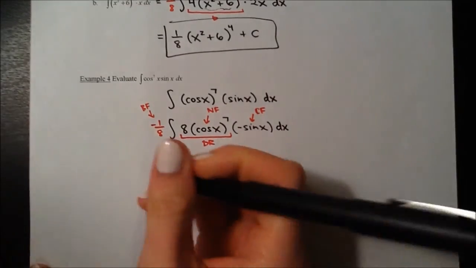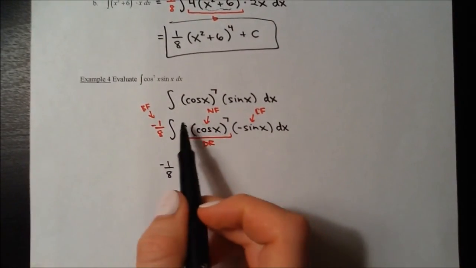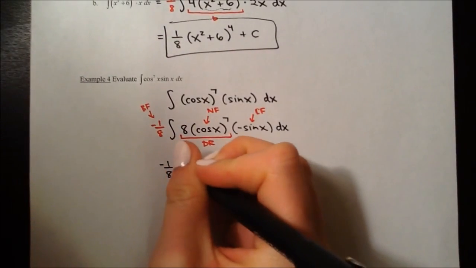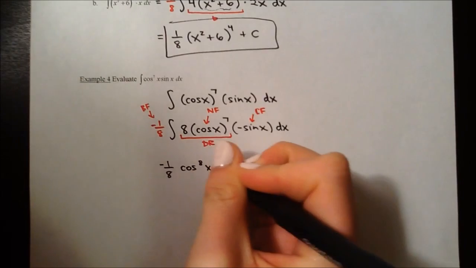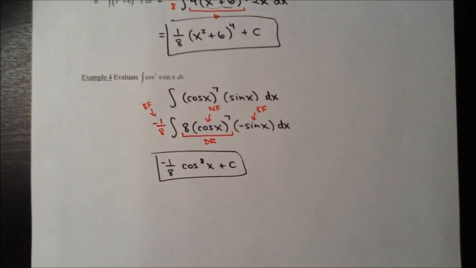So when I take the antiderivative, I still have the negative 1/8 as part of my answer. The antiderivative of 8u to the 7th is u to the 8th. So cosine to the 8th, plus c. Okay, all done with the antiderivatives.